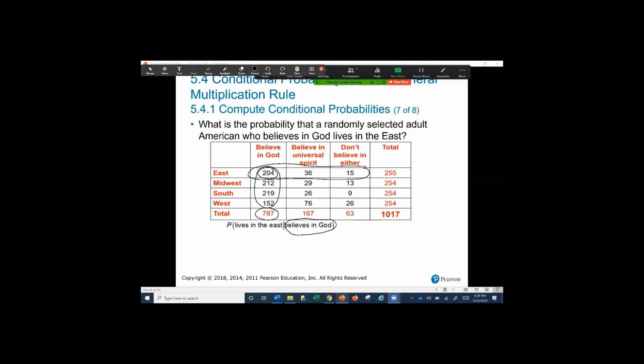Then if we apply the formula, we need to count all people that are simultaneously in both sets, believe in God and live in the East, which is 204, divided by my new sample space, which is my condition. Then that is equal to 26%. If we have a person that believes in God, the probability that this person lives in the East is 26% of the cases. Or in other words, 26% of all people that believe in God in the United States live in the East. Another way to interpret this number.